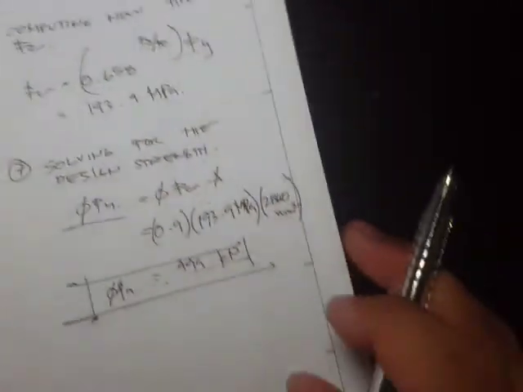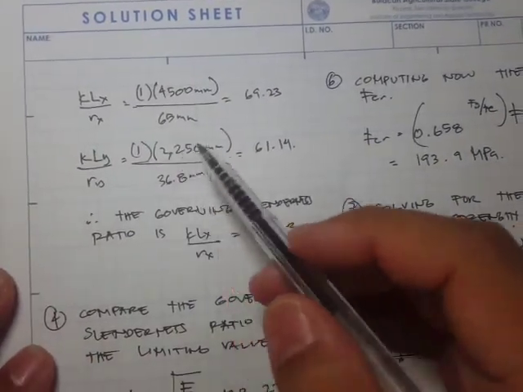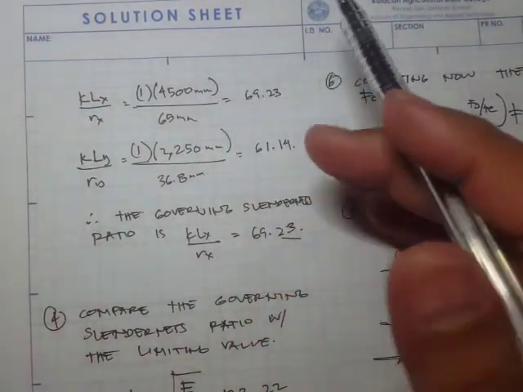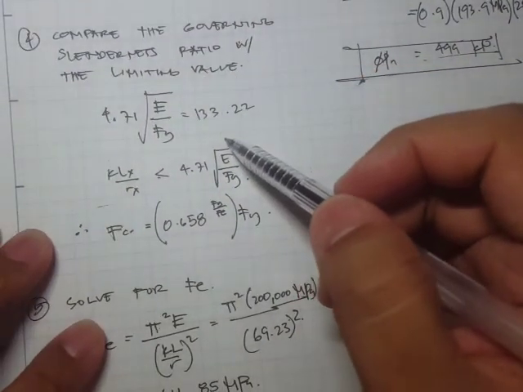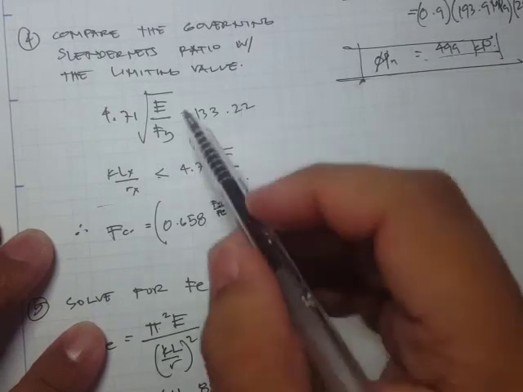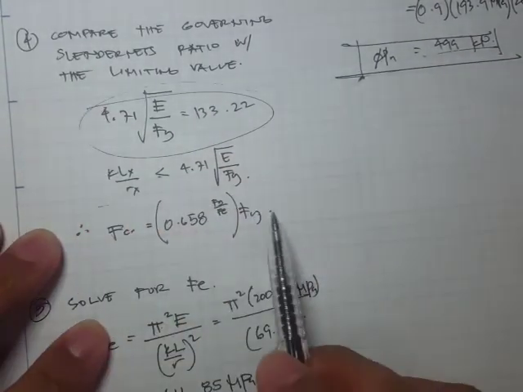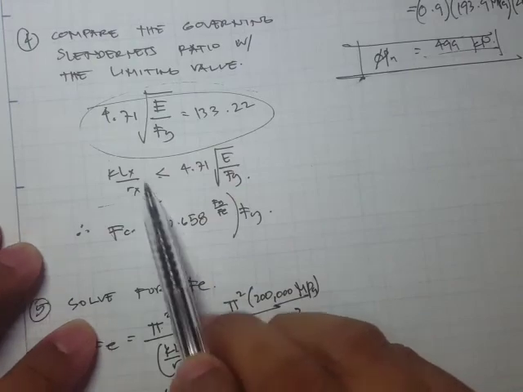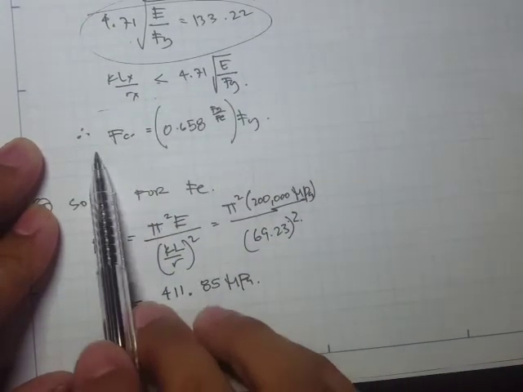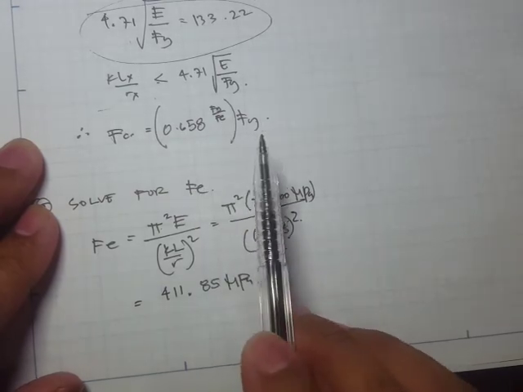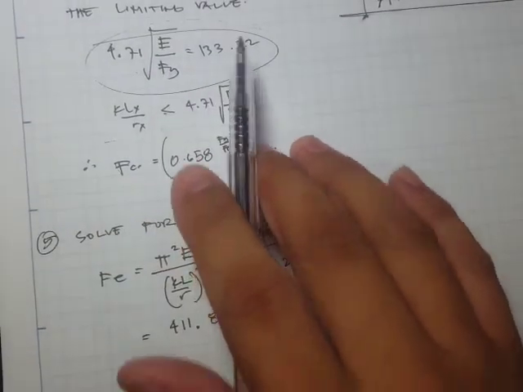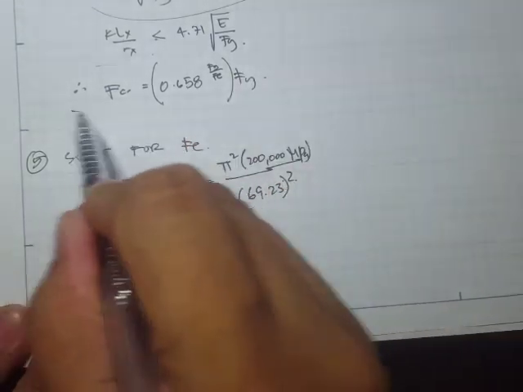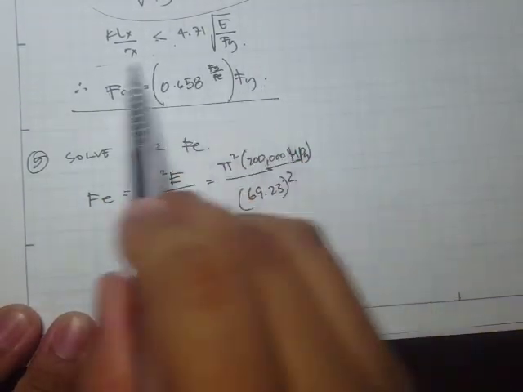Okay, after that, we determine the governing slenderness ratio because we want to compare that to the limiting value. Okay, so this is the limiting value. If our governing slenderness ratio is less than this, then this will be our equation. But if it's greater, then we'll have another equation. So just refer to our lecture handouts. Okay, so that was the next step. Then since we knew that it is less than, our equation would be this one.